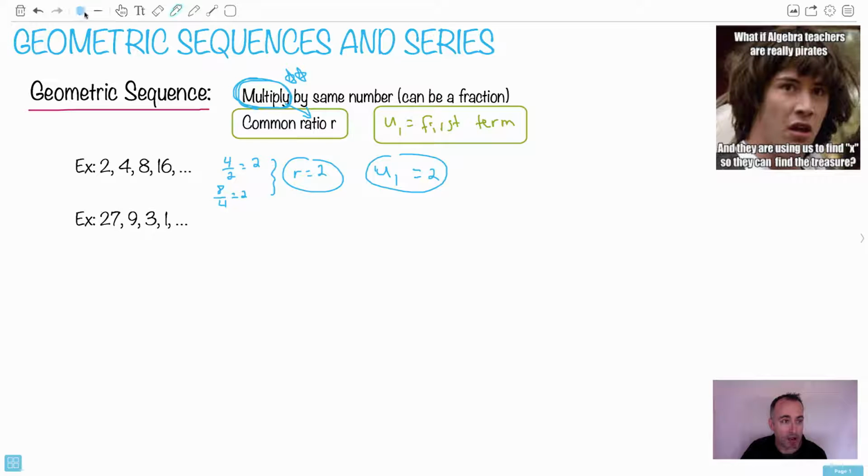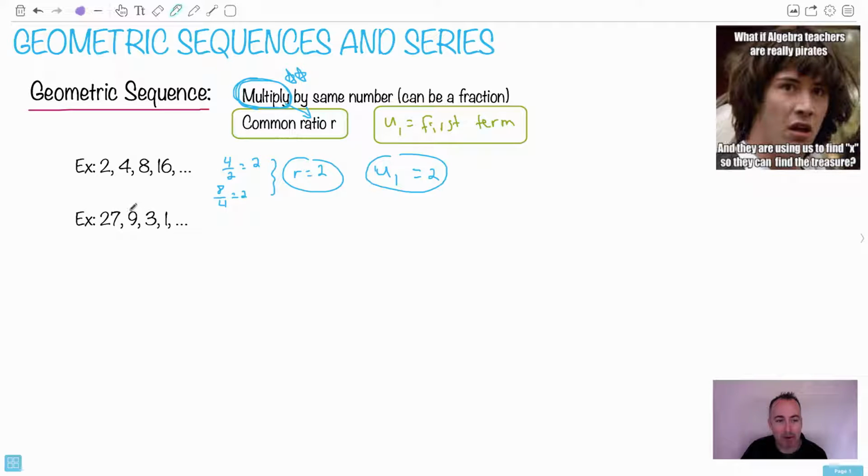How about this example right here? We'll do it in a different color maybe. Purple. This one right here. Let's try to figure this out. See if it's arithmetic. It's not, because you'd have to subtract by the same number, and here you're subtracting 6, here you're subtracting 2 to get that, so that doesn't work. So let's see if it's geometric. Probably is, since I told you it was, right?